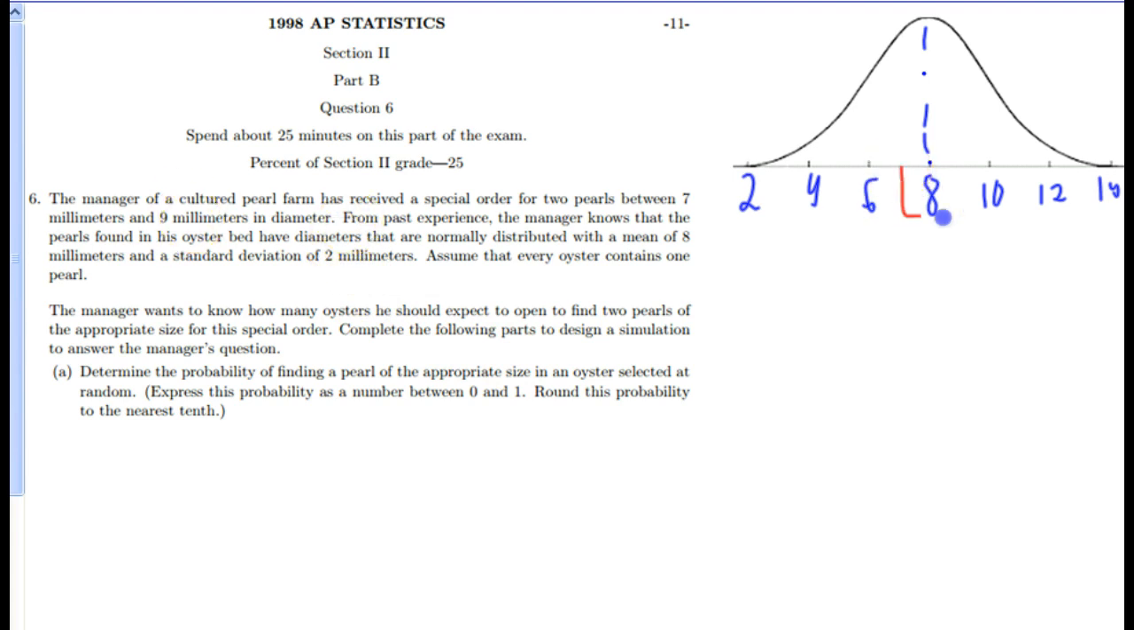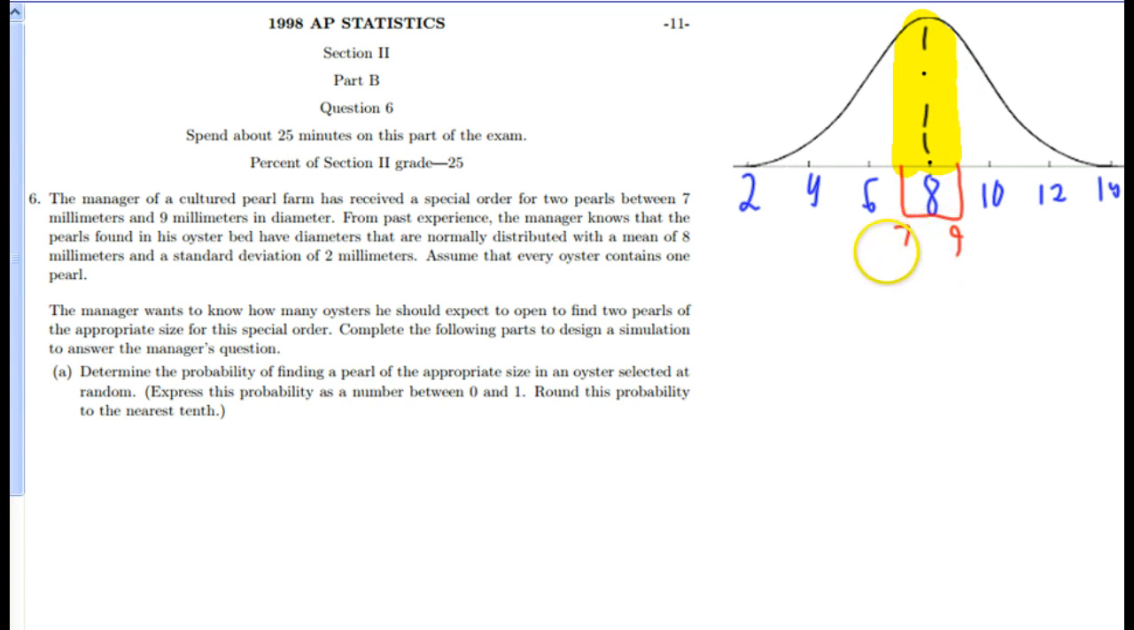So from 7 to 9, we're trying to find that area from 7 to 9. So you might shade in that area, like from here to here, which, even though that's not that much distance, less than about a half a standard deviation each direction, it's in the height of this normal curve, so it's going to have quite a big percentage. Maybe not 50%, but maybe close to 50%.